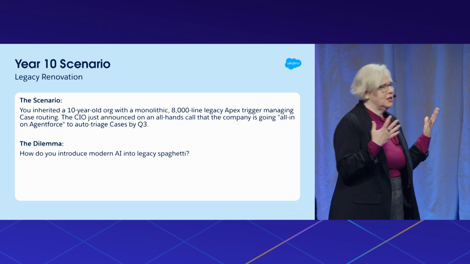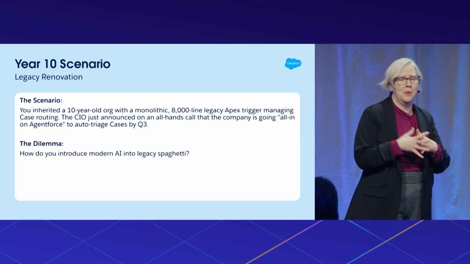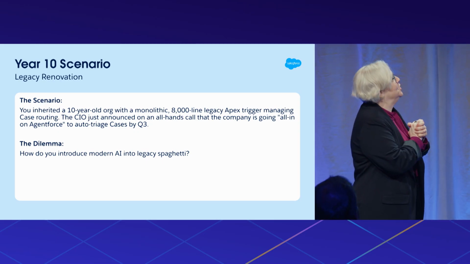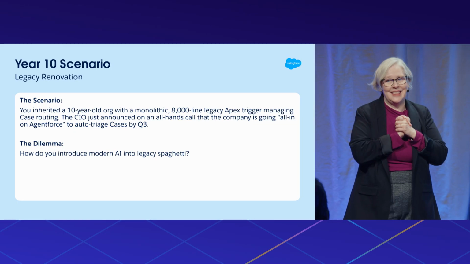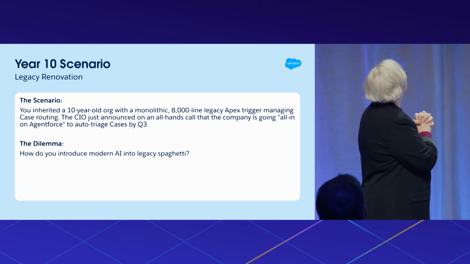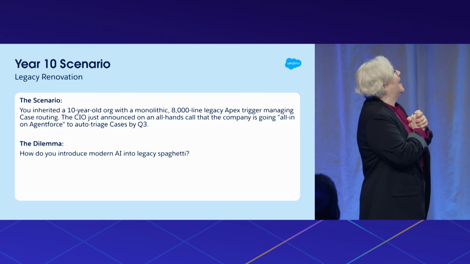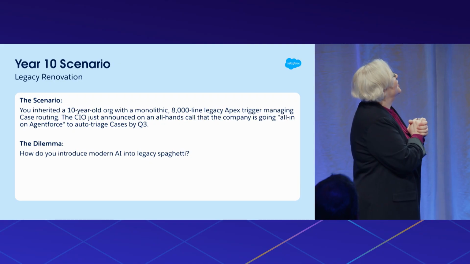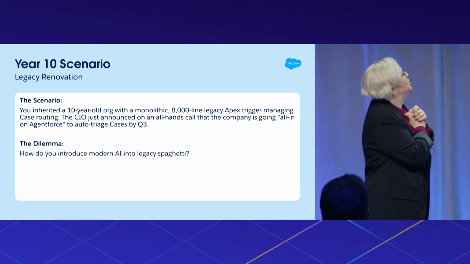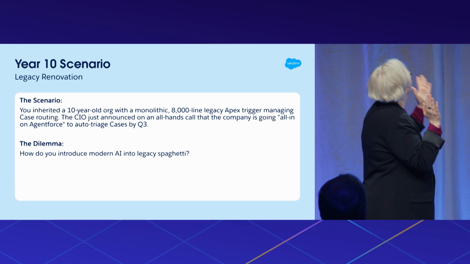So let's take a look at a scenario and put ourselves in the shoes of 10 years. I think this was where most of the folks were. So again, you inherited this org. You've got a monolithic 8,000 line legacy Apex trigger, managing case routing. And the CIO just announced at an all-hands call that the company is going all in on Agentforce, to auto-triage cases by Q3. So let's just say we're in Q1.